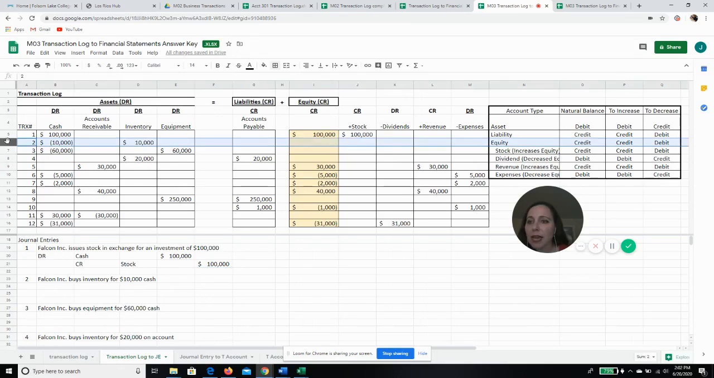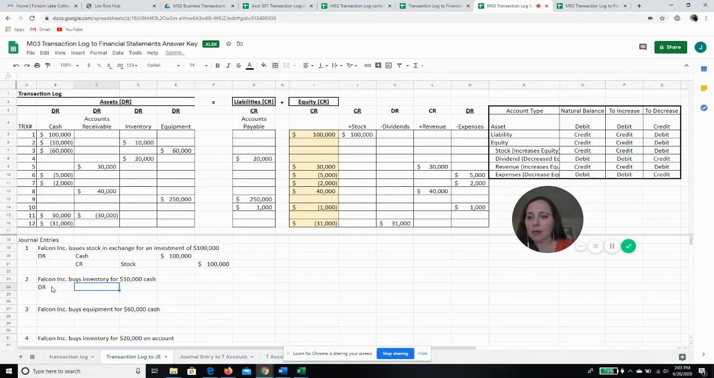In transaction number 2, I decreased cash for 100,000 and I increased inventory for 100,000. So I'm going to start with the inventory. Inventory is an asset account. So to increase inventory, I want to debit. So I'm just going to put debit inventory for 100,000.